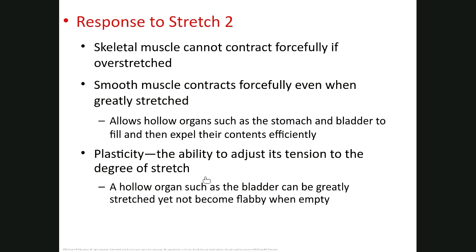Smooth muscle also has plasticity, the ability to adjust the tension to the degree of stress, right? Like, for example, the bladder, right? It will hold on to that stretch and still be viable, but it can also trigger contraction when it's stretched to a certain point, and it will squeeze out the product, for example, the urine, and then it will try to maintain that as well, huh?